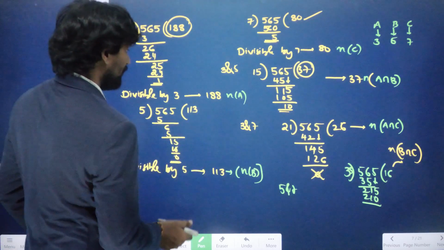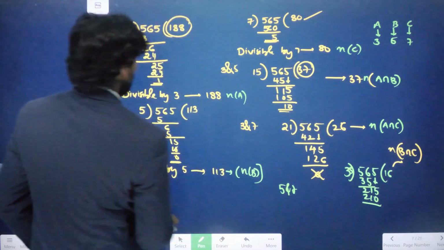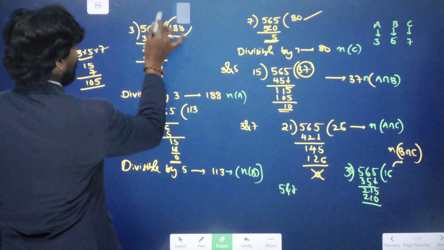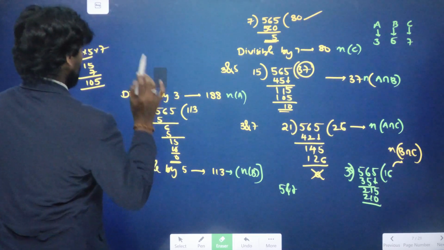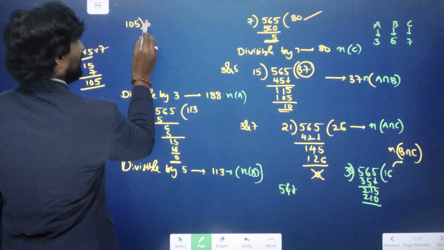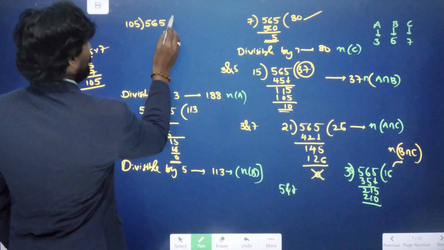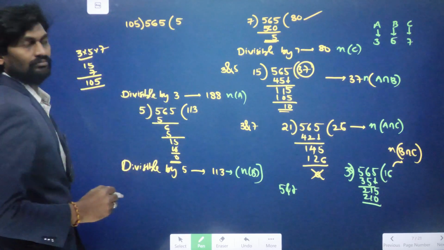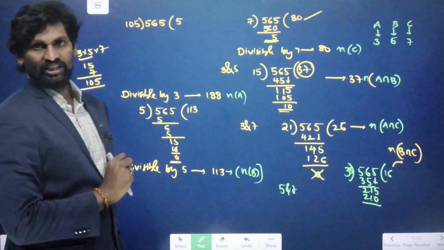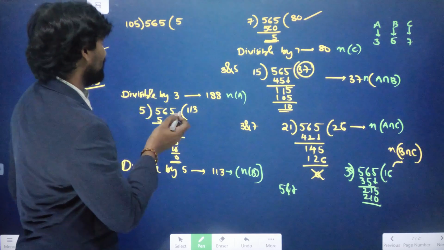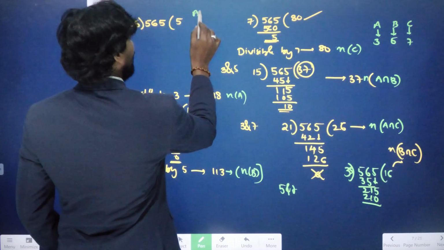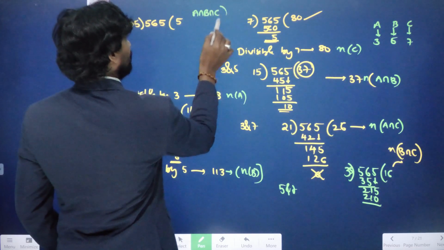So let us try to divide 566 by 105. 5 times exactly, and the remainder we are neglecting. So 5 will come. This is n of A intersection B intersection C, all together.